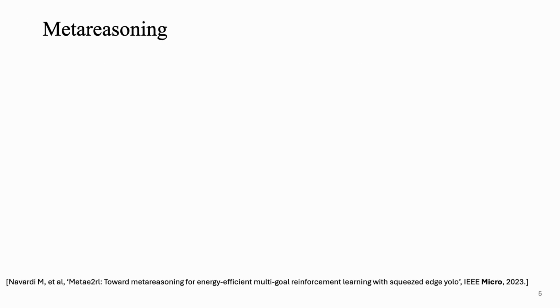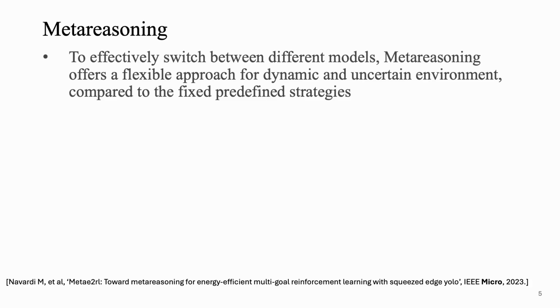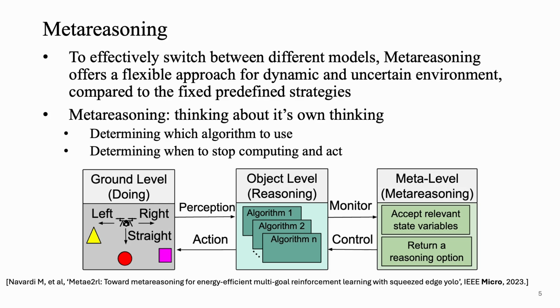To effectively switch between different models, meta-reasoning offers a flexible approach for dynamic and uncertain environments compared to fixed, predefined strategies. Meta-reasoning refers to an agent's ability to think about its own thinking. It involves 3 levels: the ground level, which is the execution or doing phase; the object level, which includes the algorithms, in our case, different models; and the meta level, which oversees the entire process, acting as a higher-level monitor.